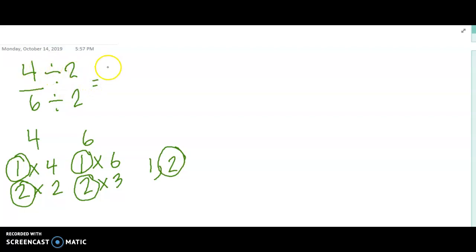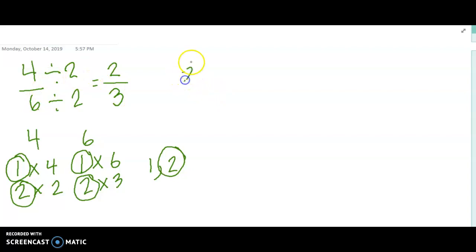4 divided by 2 is 2. 6 divided by 2 is 3. So 4/6 simplifies to 2/3. Both of these are the exact same number.